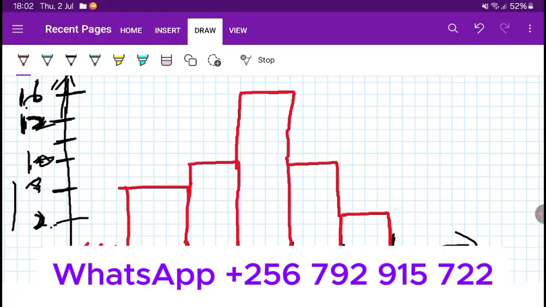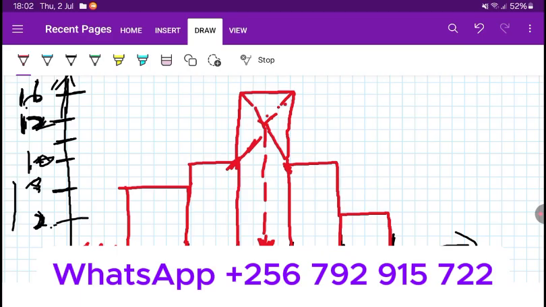Of course, you'll find that after drawing this, they will tell you to find the modal mark or the modal class. If they tell you to get the modal mark, you just pick out the highest bar, then you draw a diagonal line connecting to the next corner here. Then you also connect here to that one. And then where these two lines meet, you read the value that is here. This would be our modal mark, the value there.